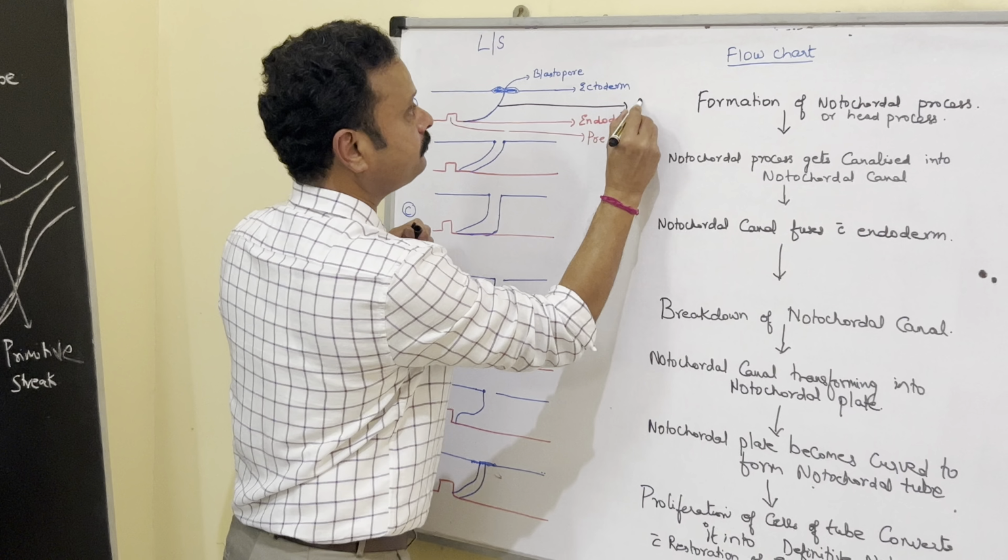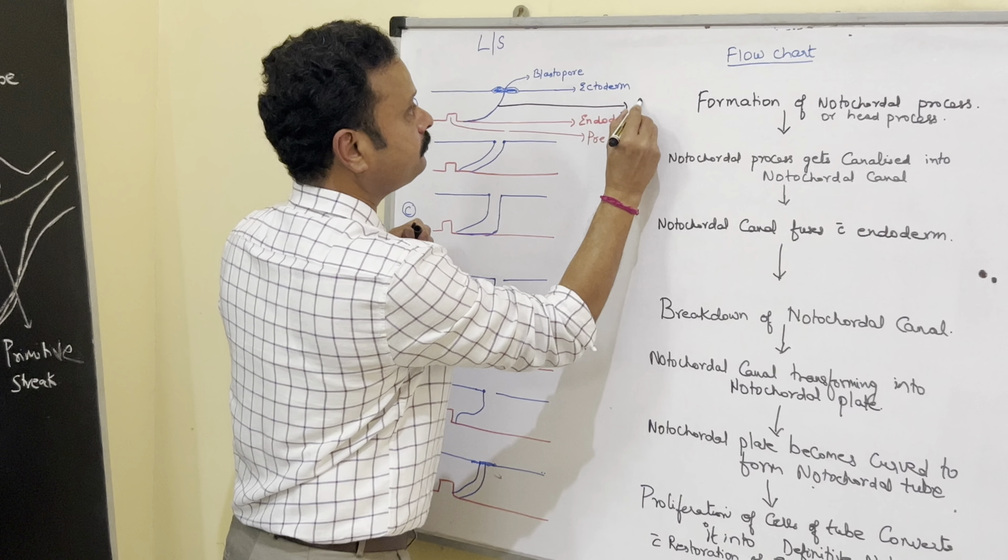This notochordal canal, which was lying between ectoderm and endoderm, now fuses with the endoderm. This notochordal canal is fusing with the endoderm here. Similarly, here the notochordal canal is fusing with the endoderm, which is red in color here.